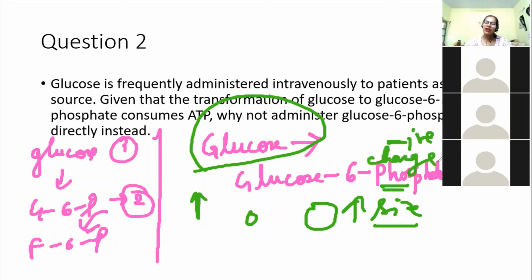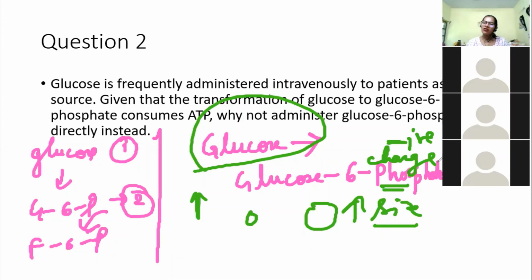Now, what I taught about the permeability of the membrane: first of all, glucose is a polar molecule. Now you have increased the size of the glucose, and there is a negative charge. So now it becomes impermeable to the membrane. It is not able to cross the membrane. For glucose to transfer, we have the GLUT transporters. If I give glucose 6-phosphate directly, it will not be recognized by the GLUT transporters. It will not bind. Moreover, it has a negative charge, so again it will not cross the membrane.